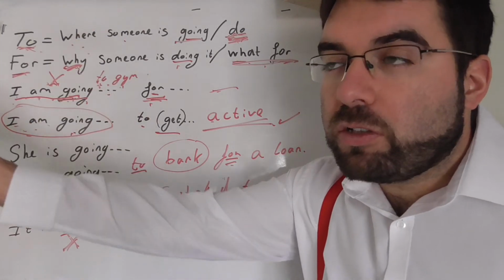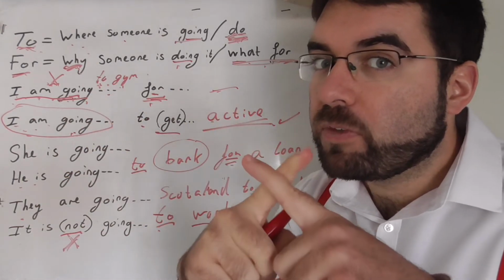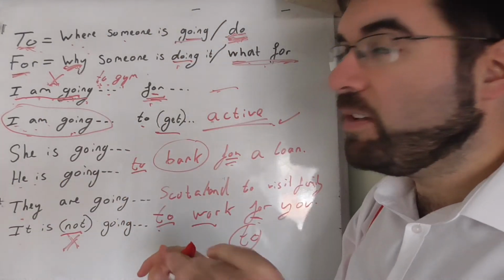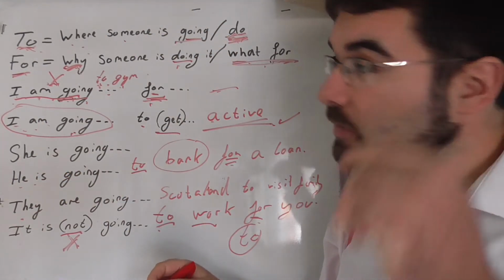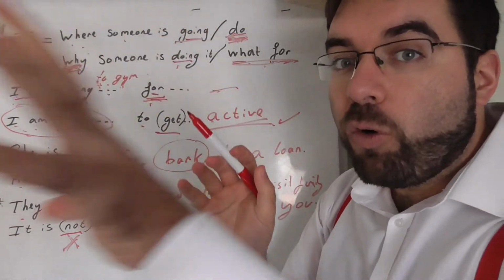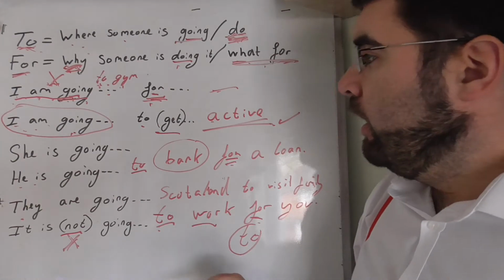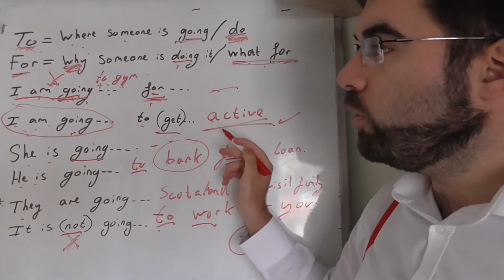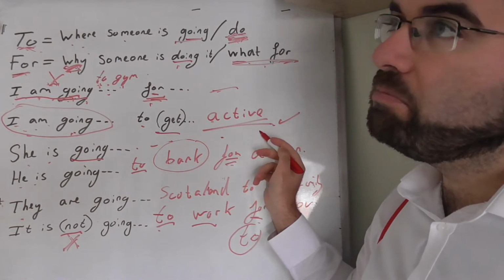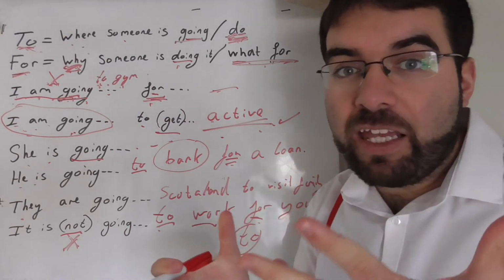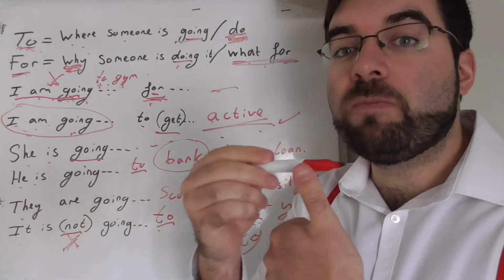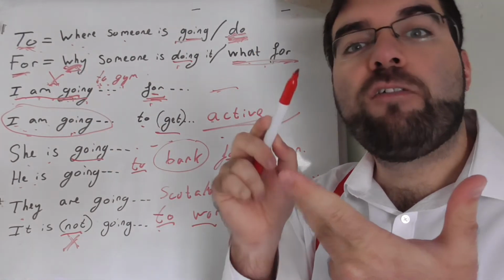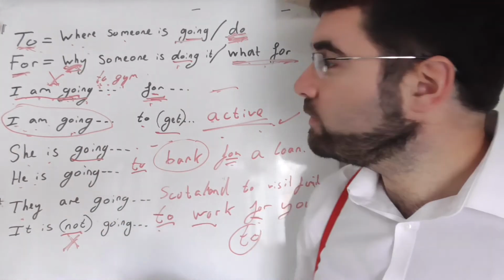I am not going to the bank for a loan. I am going for advice. Going for advice, to get something. Why? For advice. She is going to the gym for exercise. Then, so afterwards, going to the gym for exercise, then she is going to the supermarket for food. Makes sense?